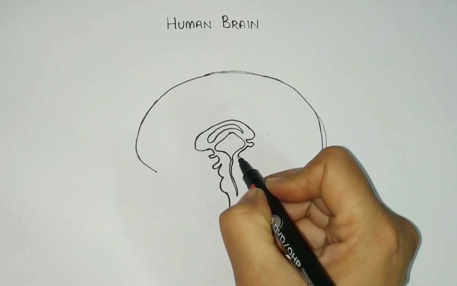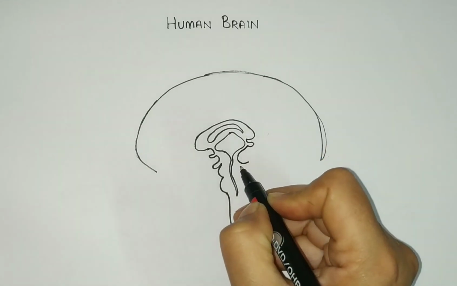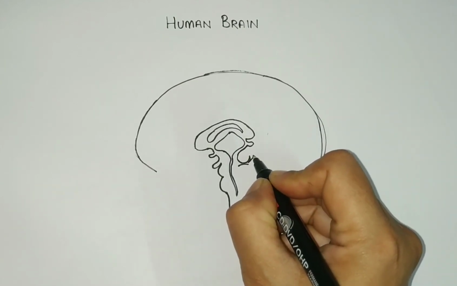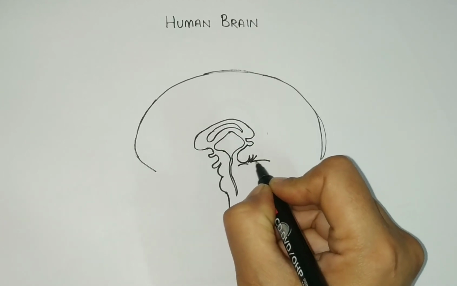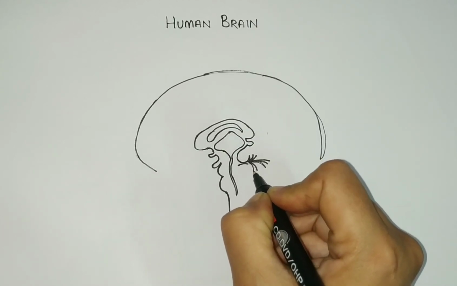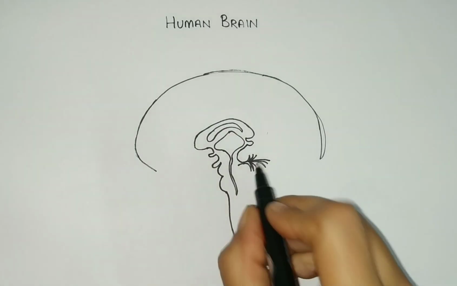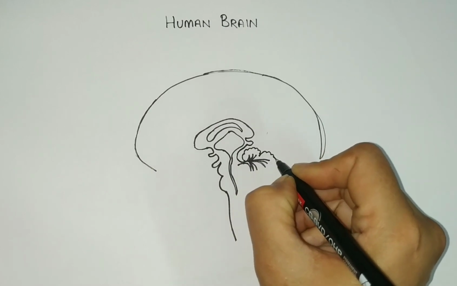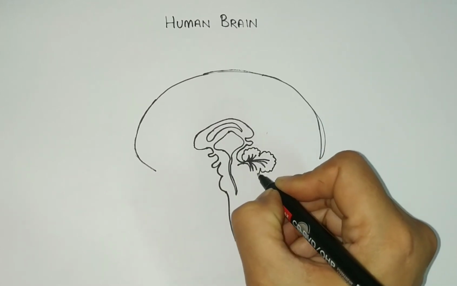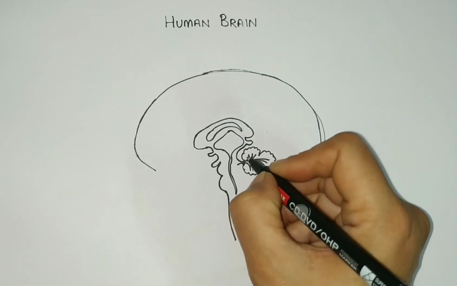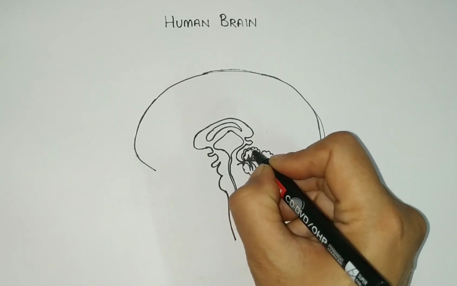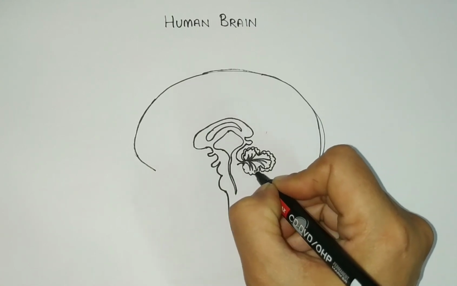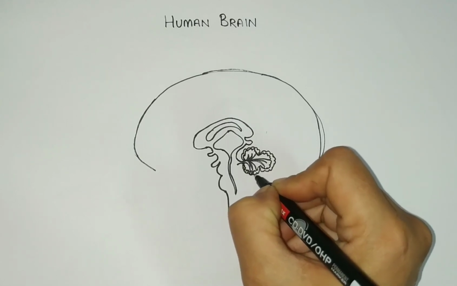Now look here, now here with a little distance, we will make a branch-like structure, like we used to make a tree in junior classes. Similarly, that is to be made here. After making such branches, we will make a leafy structure. Now, what is this leafy structure? This is the cerebellum. We will be making an outline to this leafy structure. And then shading that part.